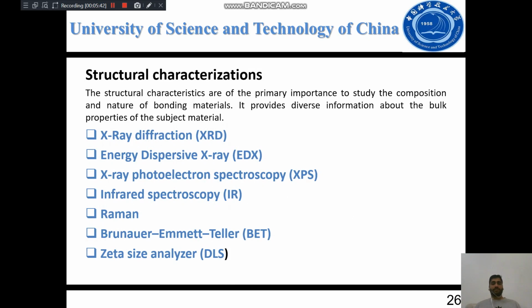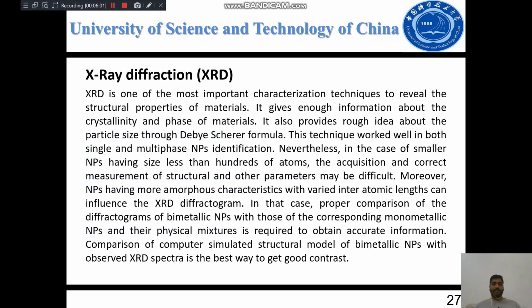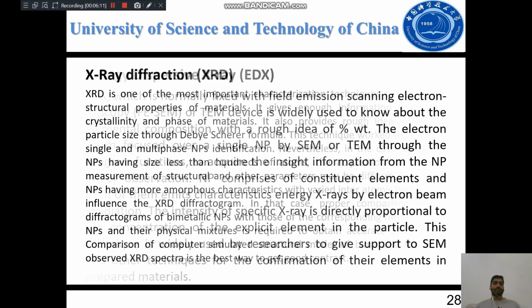Structure characterization. Various techniques have been used for the structure characterization of materials: X-ray diffraction, energy dispersive X-ray, X-ray photoelectron spectroscopy, infrared spectroscopy, Raman spectroscopy, Brunauer-Emmett-Teller, and zeta sizer analyzer. X-ray diffraction. X-ray diffraction is one of the most important characterization techniques to reveal the structural properties of materials. Here are the details written in the slide.